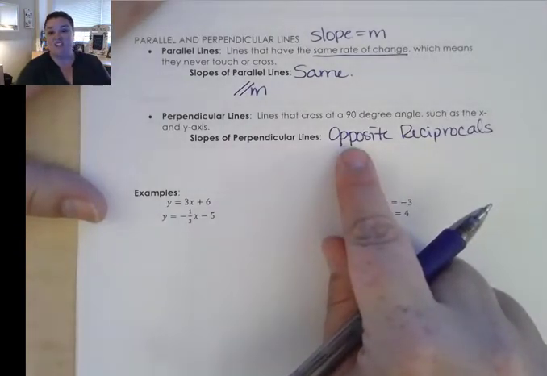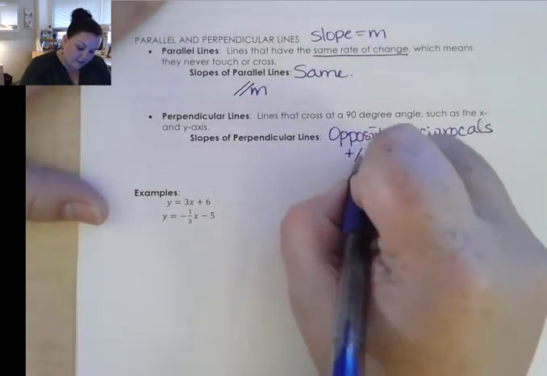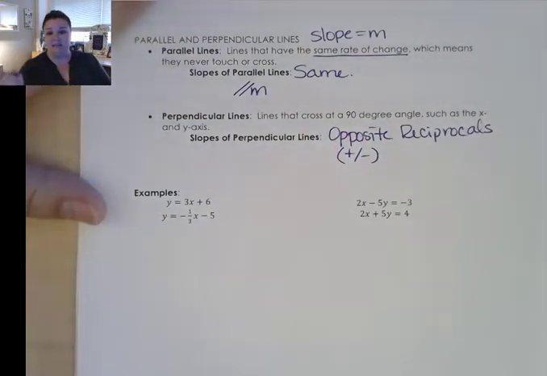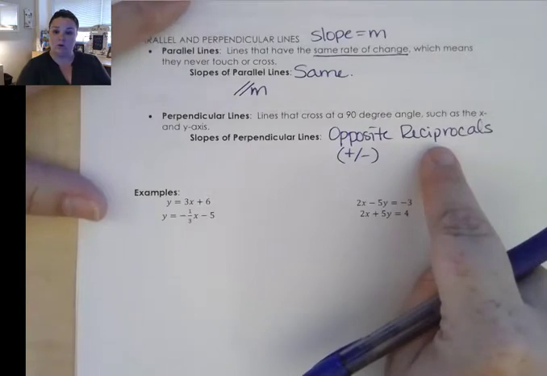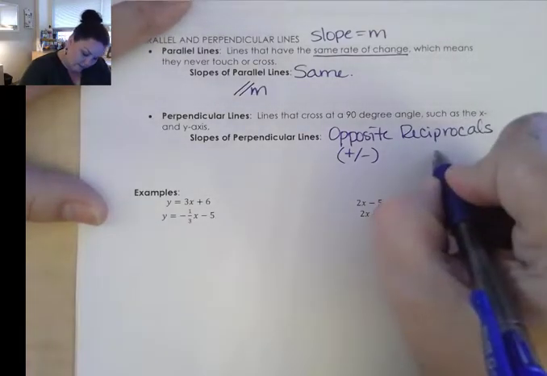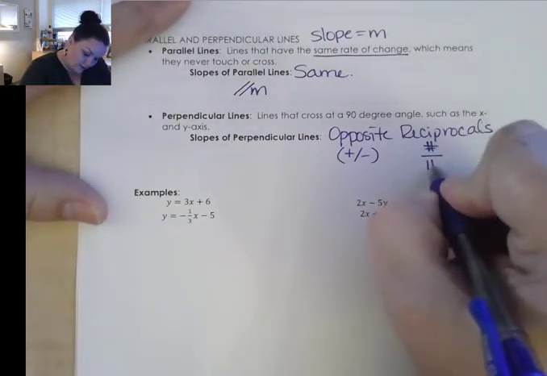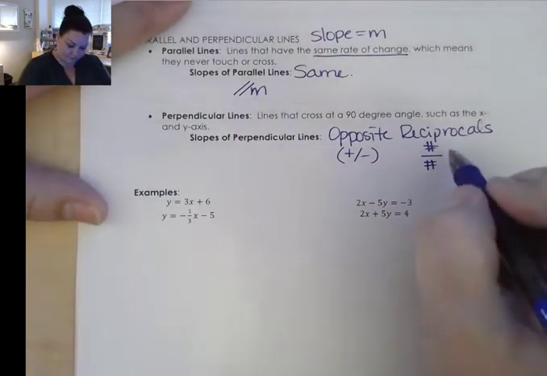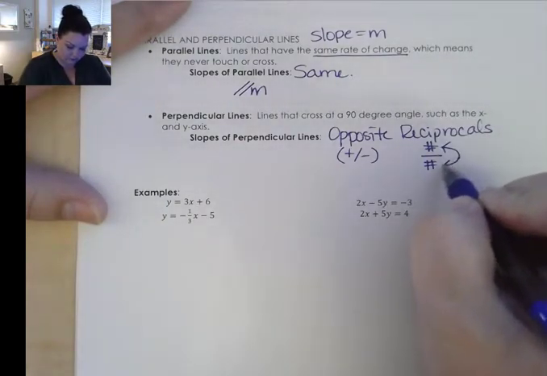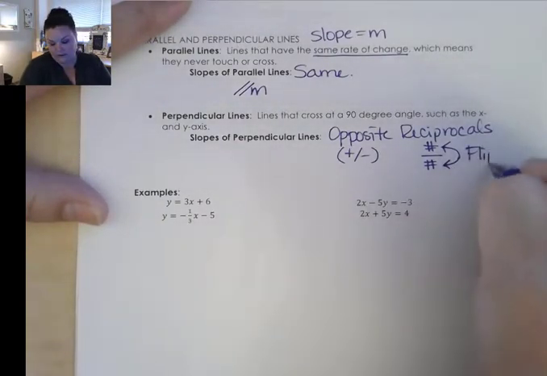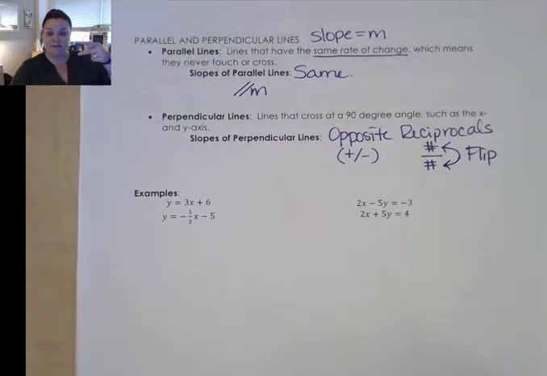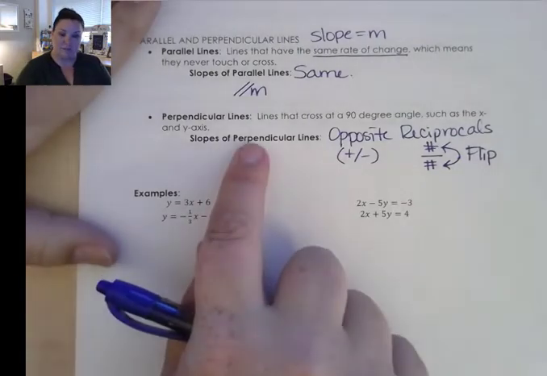Opposite means I'm changing the sign. So if it's positive, I change it to negative. If it's negative, I change it to positive. Just changing the sign. Reciprocal means that I'm flipping it. So if I have the slope as some number over a number, if I want the reciprocal, that means I'm just flipping that slope upside down. So we're flipping it and changing the sign whenever it's perpendicular.